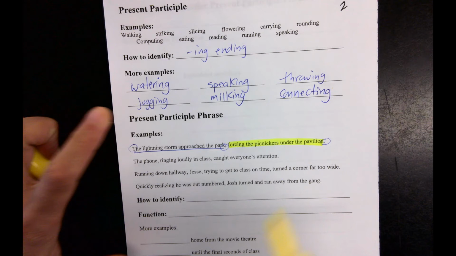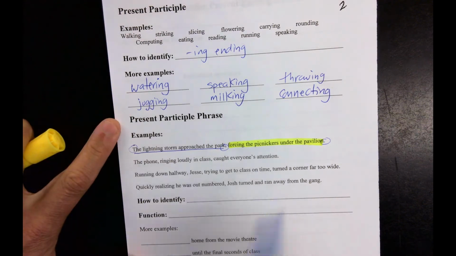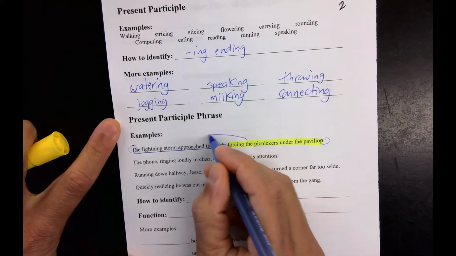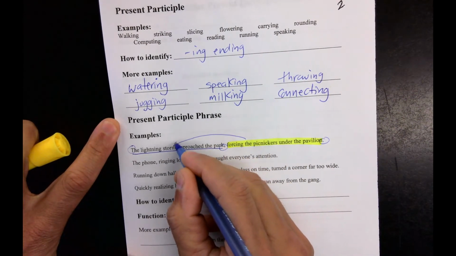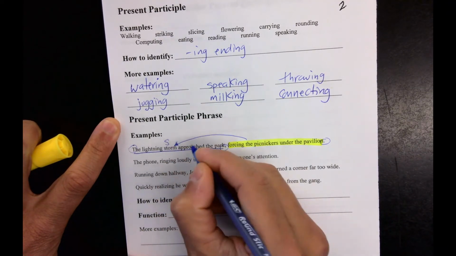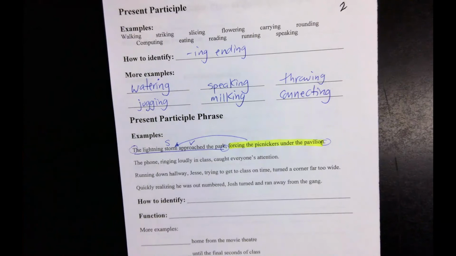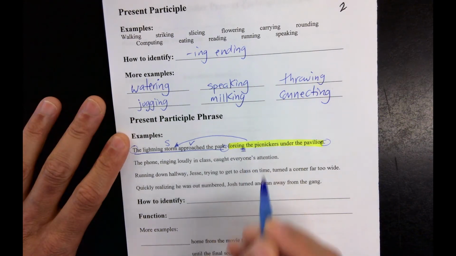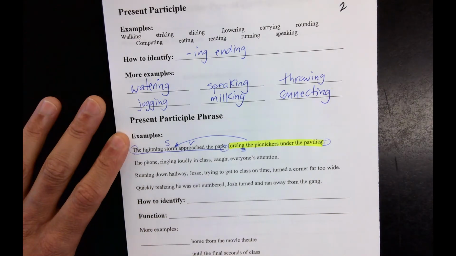You might say to yourself, well, what is it that's forcing the picnickers under the pavilion? Well, clearly the storm. This is a really common thing where the free modifier, no matter what position it's in, this one's in the final position. The thing I want you to notice about this is this ing head word at the beginning of this free modifier phrase allows you to identify it.